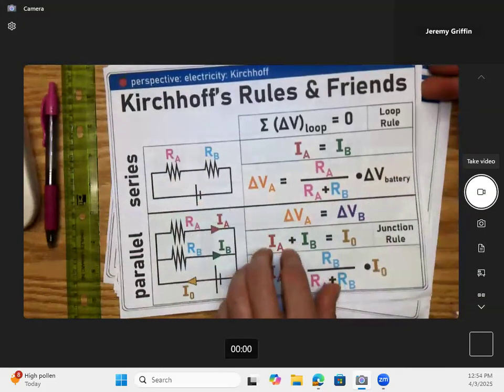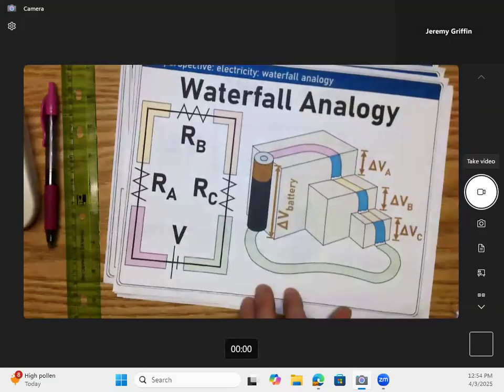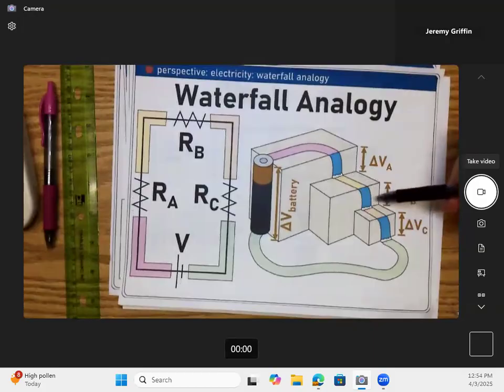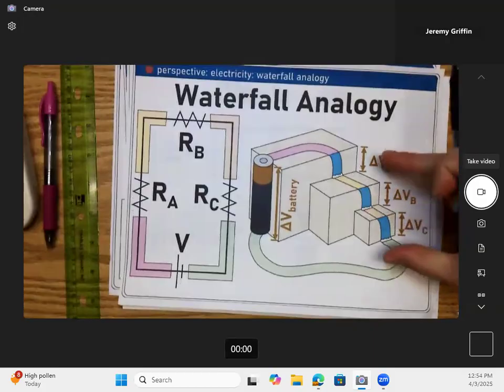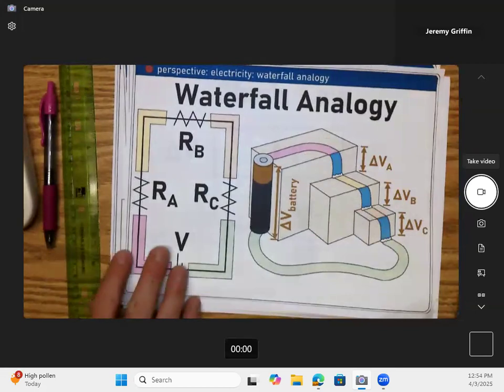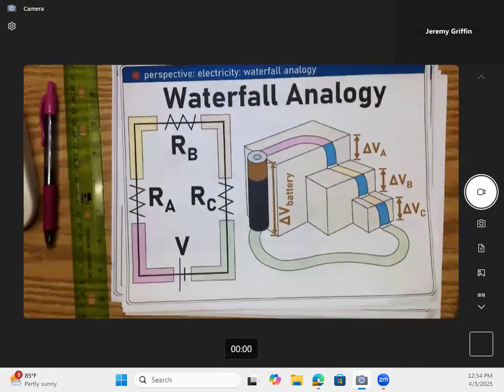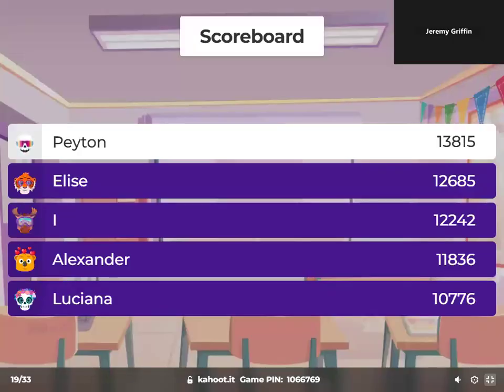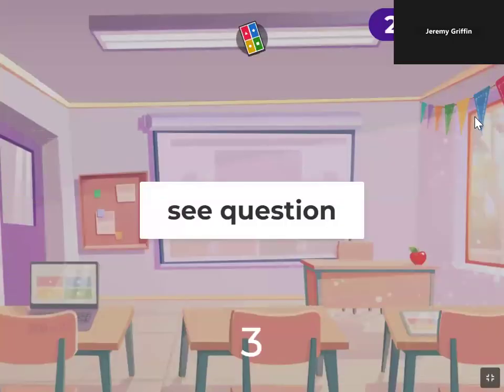Okay. And then if you want a waterfall model, we're looking at this right here. So resistors in series, there's going to be a series of voltage drops. Now they have to add up to the original battery voltage, but say the height of each waterfall you could say is directly proportional to the resistance. So the voltage drop is directly proportional to the resistance. For series, that's true for series. Okay. I think there might be some parallel questions coming up here. See if that's true.